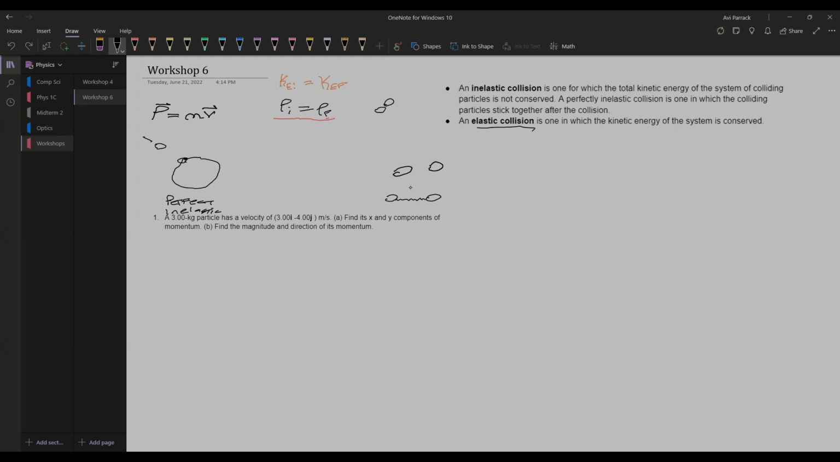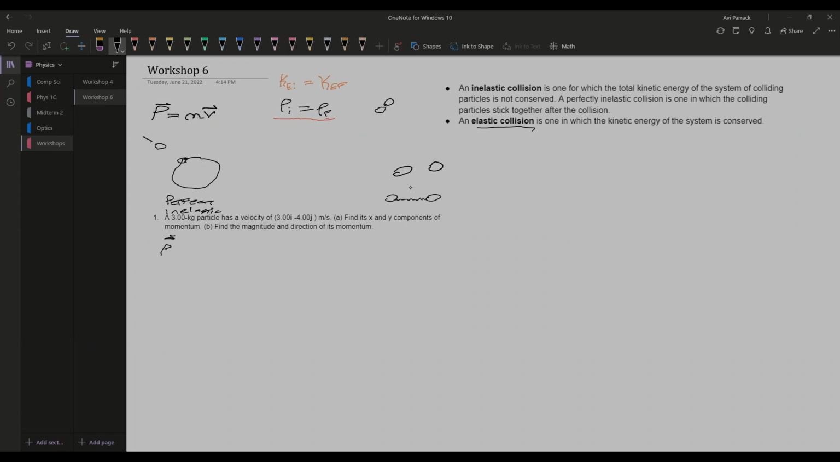The first one: a 3 kilogram particle has a velocity of 3 in the i direction, minus 4 in the j direction, meters per second. Find its x and y components of momentum. Find the magnitude and direction of its momentum. Okay, so this is as simple as we could start. The only trickiness here is that we're dealing with vectors, so you gotta mind the vectors. They're just asking us what is this momentum vector p, right? A, find the x and y components of the momentum. B, find the magnitude and direction of this momentum.